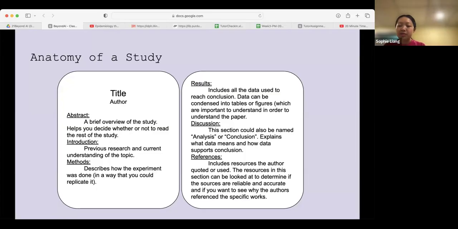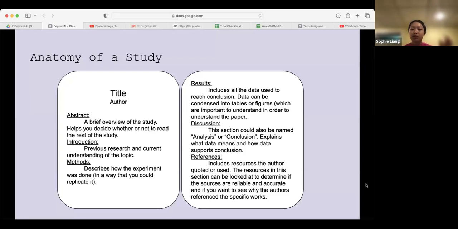Yeah, so the resources in this section can be looked at to determine if the sources are reliable and accurate. And you can use the reference section if you want to see why the author referenced specific works.